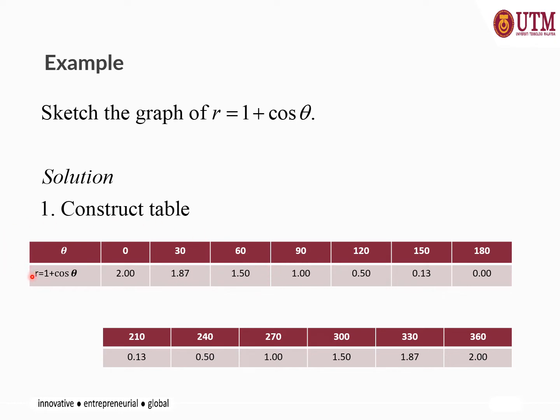Now we substitute theta equals 0 up until 360 into the equation of r, so what we have here is the value of r. When theta is equal to 0, the value of r is 2. When theta is 30, r is 1.87, at 60 it is 1.5, and so on. From this we can sketch the graph.